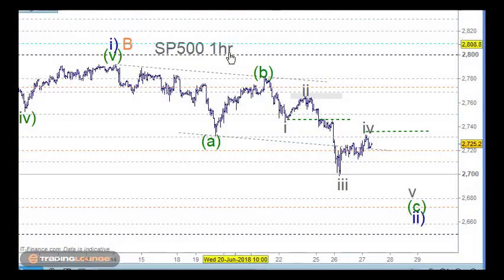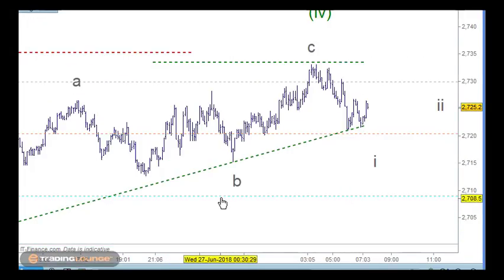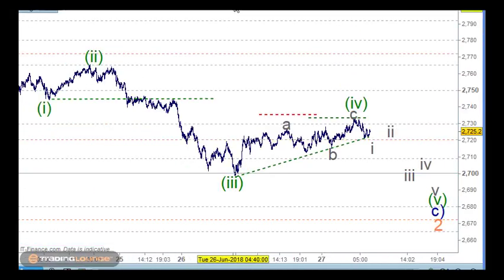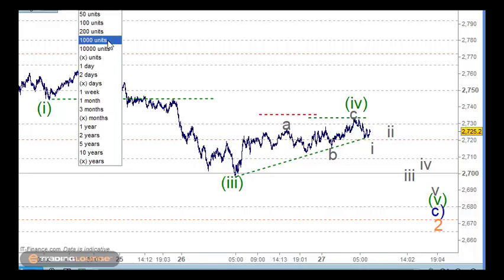So basically the count that we have now is the same as this, but it's just that we've got a blue wave A and a blue wave B and a blue wave C and an orange wave 2 here. So just going into the tick chart here. Okay, I'm just going to come out a bit further, just get the bigger picture here.